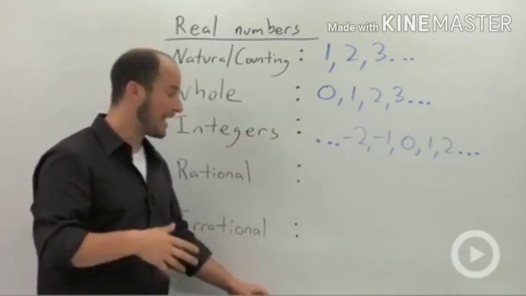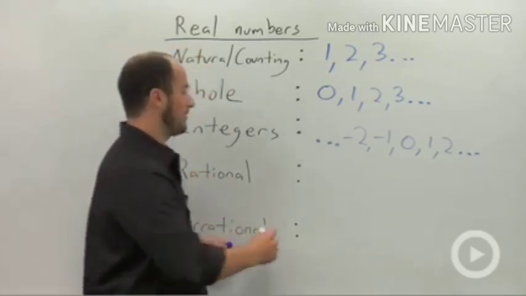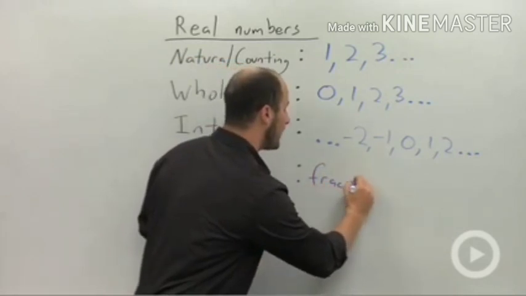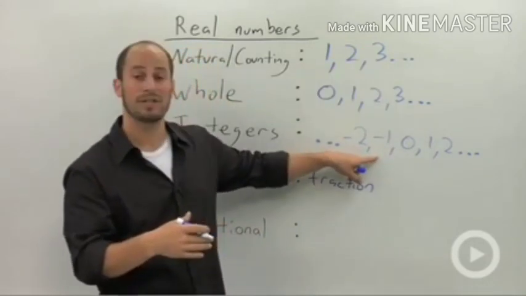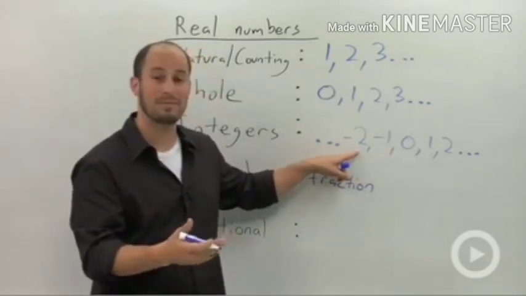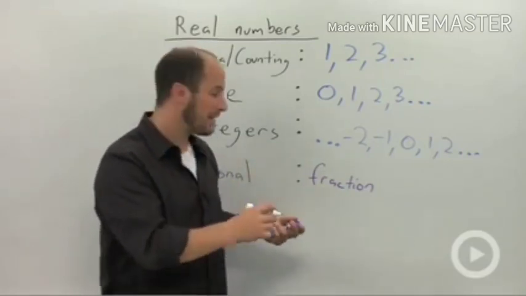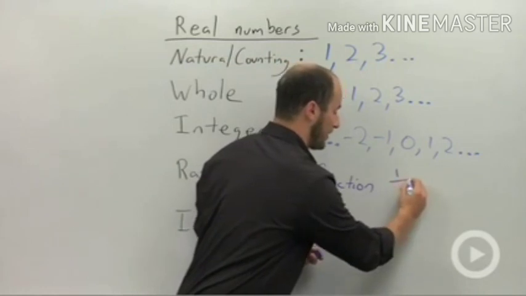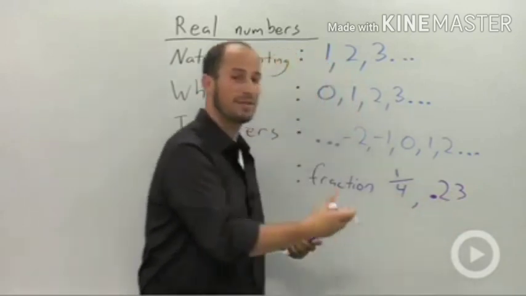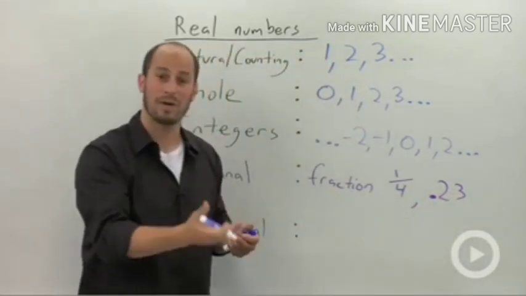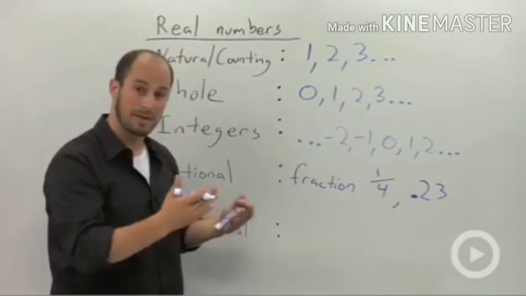The next part is what we call rational numbers. A rational number is any number that can be written as a fraction. Okay, this can get a little bit tricky because any integer can be written as a fraction. -2 can be written as -2 over 1. Therefore, it can be a rational number. That also includes things like 1/4 or 0.23, because 0.23 can be written as 23 over 100. Okay?